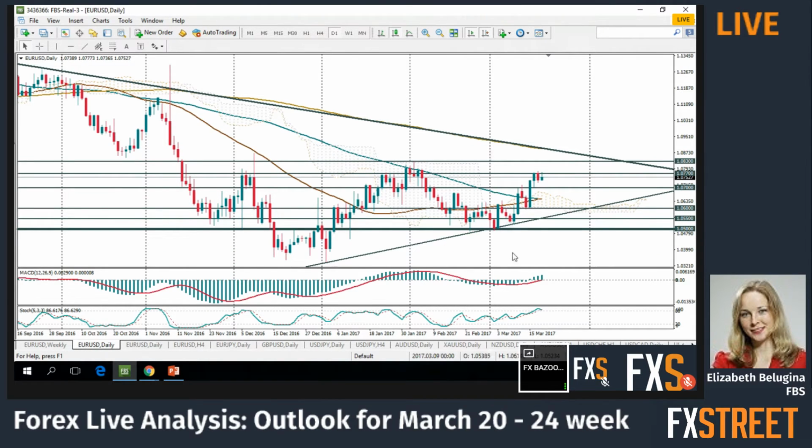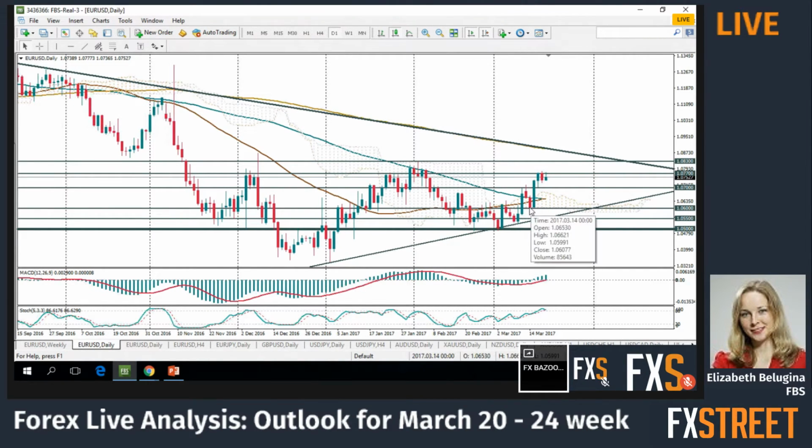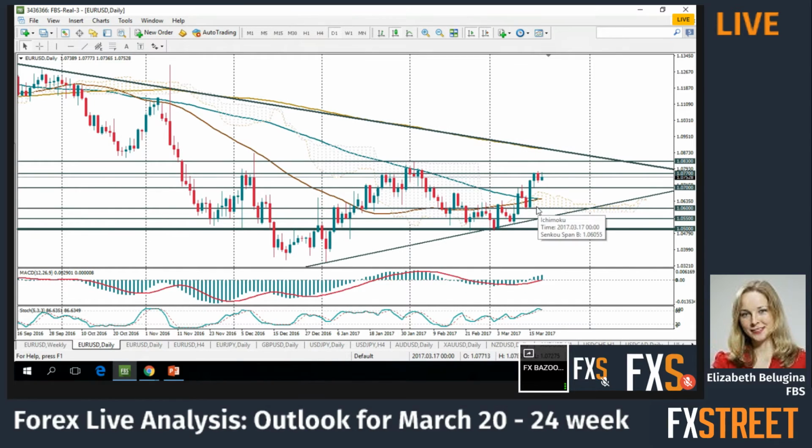So if we analyze the events of the past week, we may see that the pair initially went down to test 106 mark, but this round level, this big figure, provided support. Also, support was provided by the bottom of the daily bullish Ichimoku cloud, and then there was an increase. The pair surged and approached 108 mark.